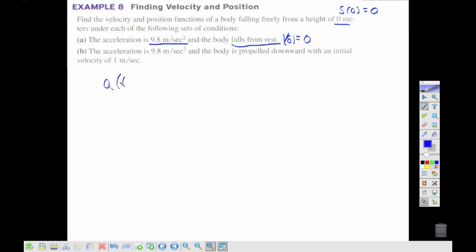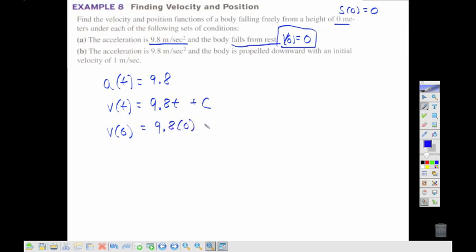Now, if my acceleration at any time is equal to 9.8 meters per second squared, then that would mean that my velocity would be an antiderivative of that. So what function would give me a derivative of that? That would be 9.8t plus some constant. Now we need to find what that constant is, and we have a little bit of information here. We know that our velocity at time 0, or 9.8 times 0 plus whatever our constant is, has to be equal to 0. And so our constant at this point is 0. That would mean that our velocity at any time t is really just 9.8t.